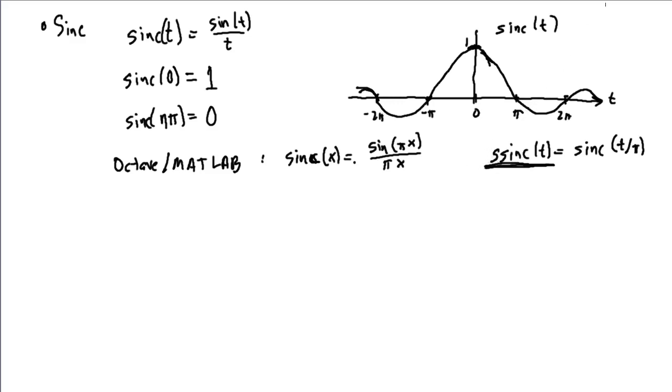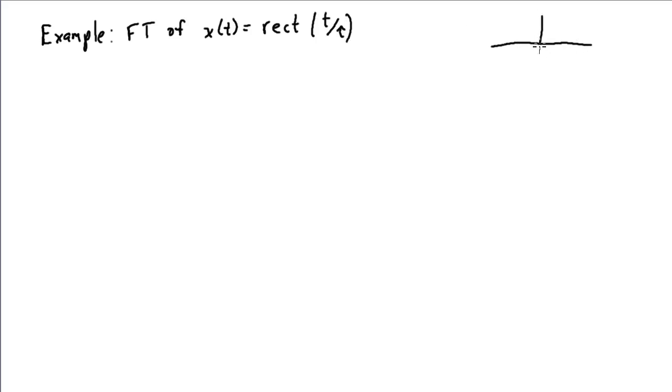Okay. So now let's look at some additional Fourier transforms now that we talked about a few new signals. Let's talk about the Fourier transform of x of t equal to rect of t over tau. So what this looks like is a pulse that goes from minus tau over 2 to plus tau over 2. Again, just remember that it's centered at the origin and has a total width of tau.